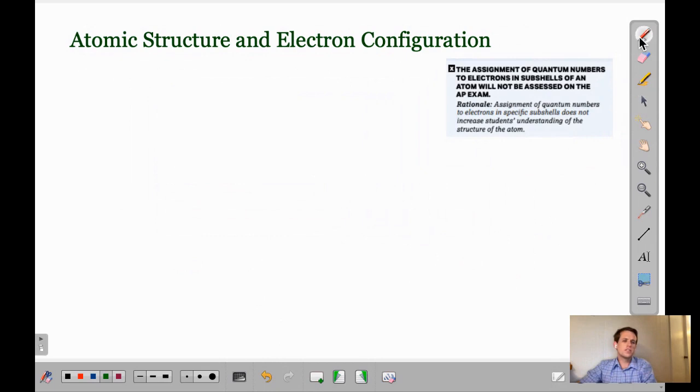I think there's one more exclusion that goes with this, and that's the Aufbau principle, where you don't need to know about the exceptions to the Aufbau principle. But we'll cross that bridge when we get there.